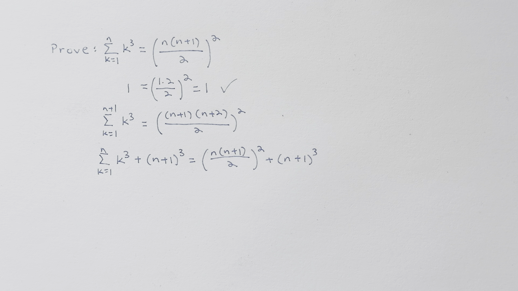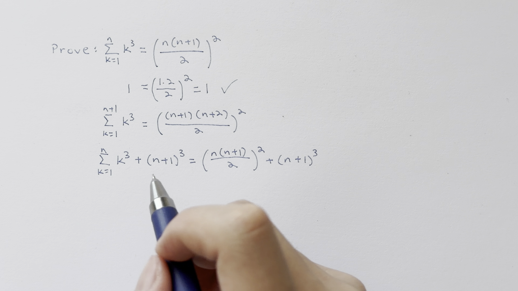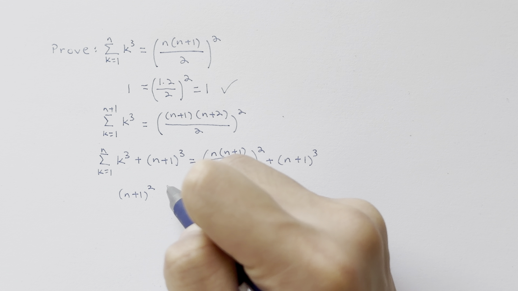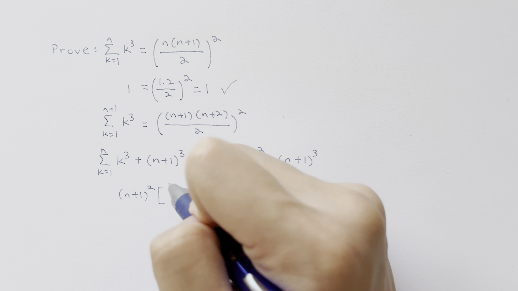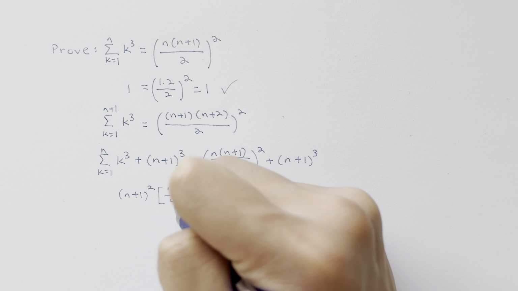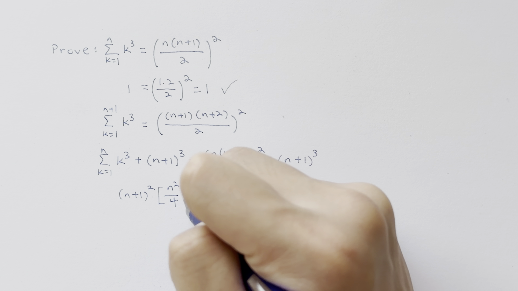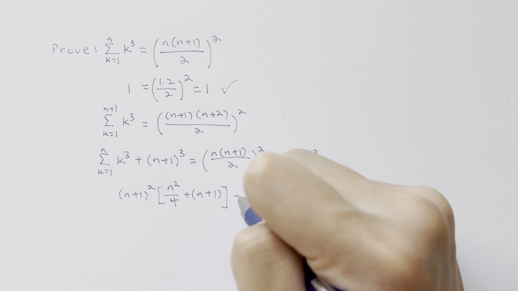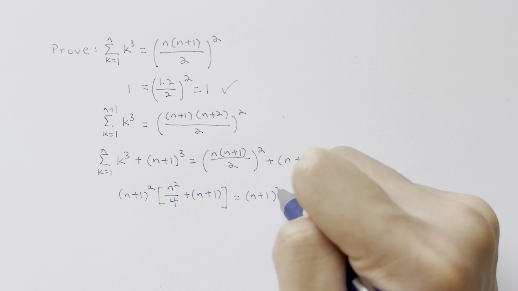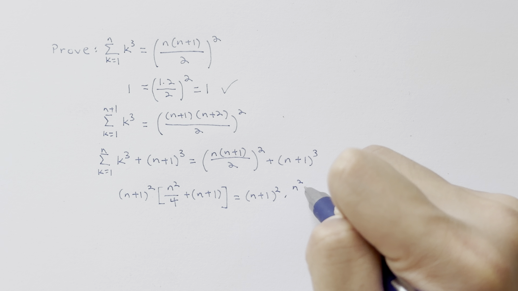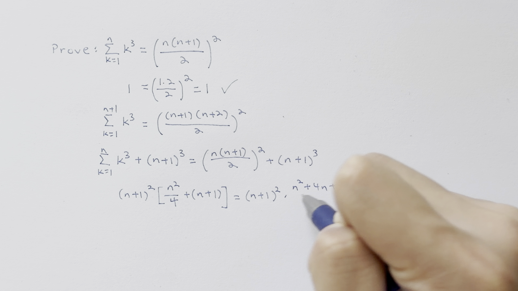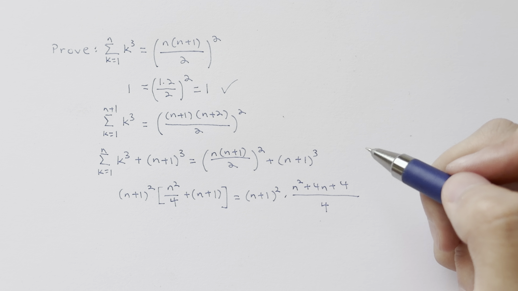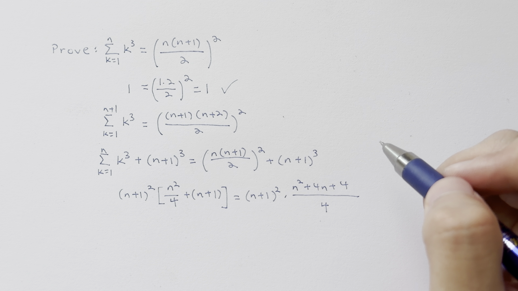So you can factor out the n plus 1 squared to get n plus 1 squared times n squared over 4 plus n plus 1. This thing will equal n plus 1 squared times n squared plus 4n plus 4, divided by 4. And then notice that n squared plus 4n plus 4 equals n plus 2 squared.